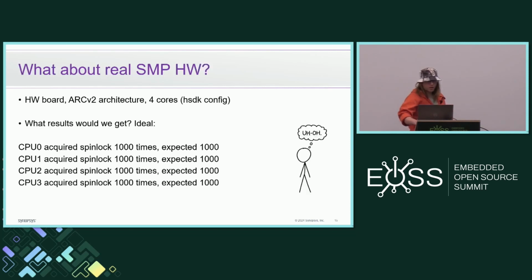But what would happen if we run it on real hardware? For that, let's just take this HDK board, which has 4 ARCv2 cores, and run the test on it. Unlike NSIM, unlike our simulator, hardware executes all the stuff in parallel, just because there are 4 physical cores. So probably we'll get such ideal results when everything is completely fair.